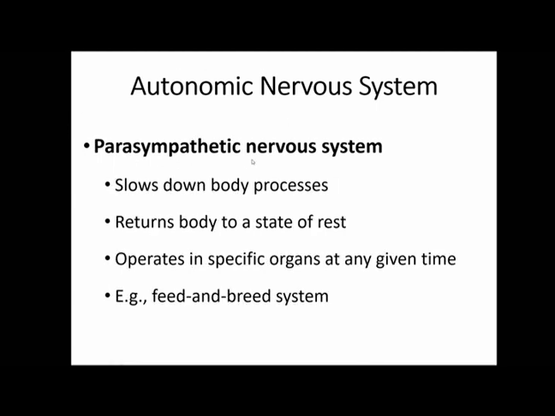Our parasympathetic nervous system is actually going to do the opposite. They're going to act as a pair. One is going to activate and the other not necessarily deactivates, but slows everything down. So our parasympathetic nervous system is going to slow down our body processes and return us to a state of rest after we've been in a fight or flight situation. Instead of activating the whole body at once, it tends to slow down individual pieces sort of one at a time.